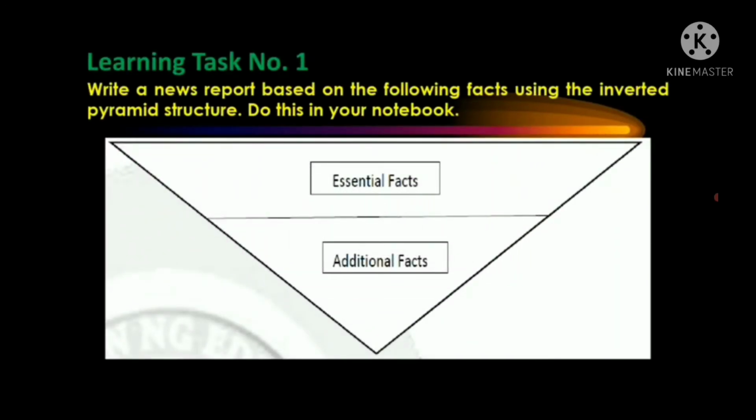Remember to write the essential facts at the top of the inverted pyramid. The statements that will answer the who, what, where, and when questions. And at the bottom of the inverted pyramid, you will have to write the additional facts. These will answer the questions how and why.